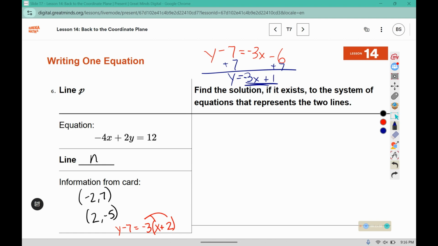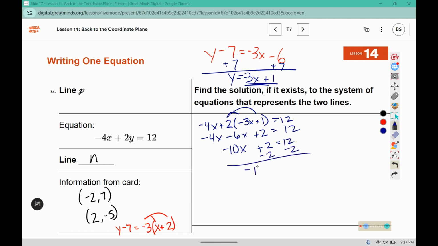We're going to replace y with negative 3x plus 1. And distribute here. Combine our like terms. Negative 4x and negative 6x makes negative 10x. Subtract 2 from both sides. Divide both sides by negative 10. 10 divided by negative 10 is negative 1.